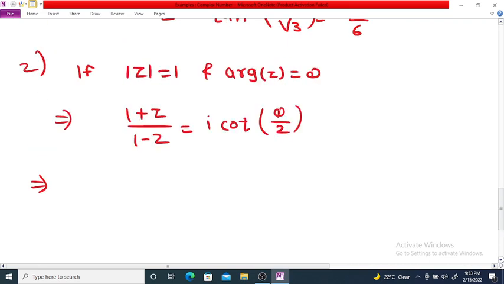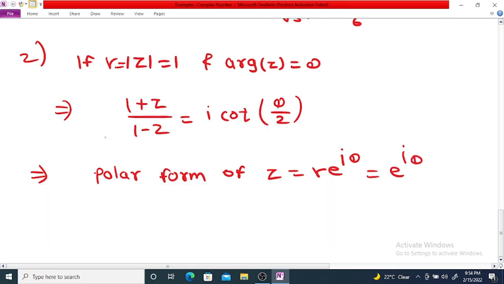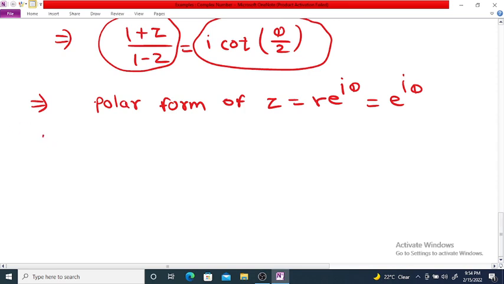So given |z| = 1, we know that the polar form of complex number z is z = r e^{iθ}, where r is |z|. So what is given here, r = 1, so z = e^{iθ}. Now we want to show that the value of this term is equal to i cot(θ/2).